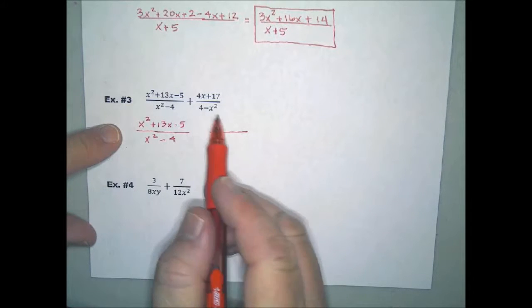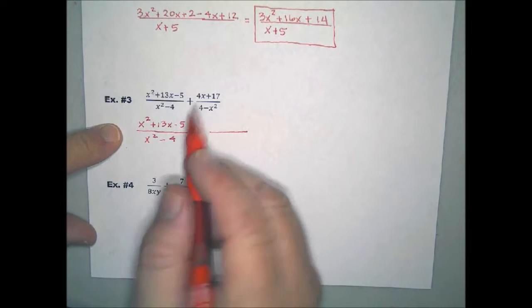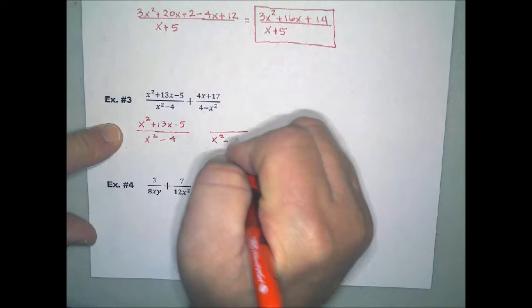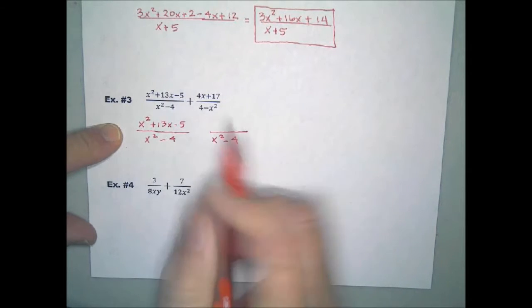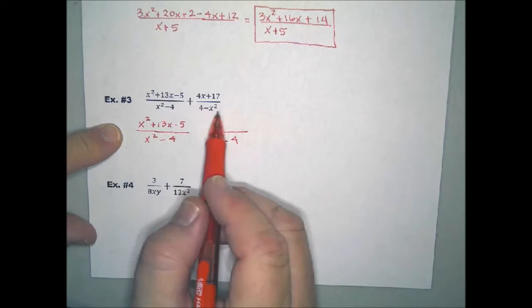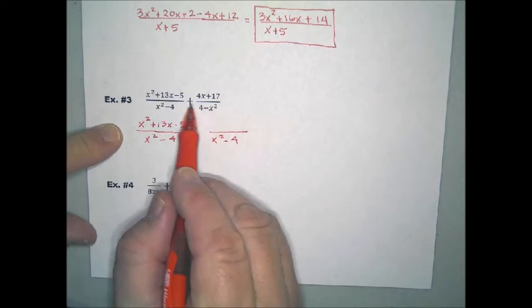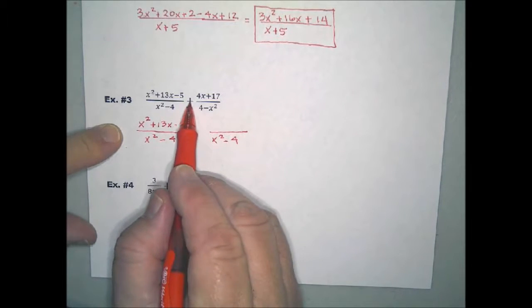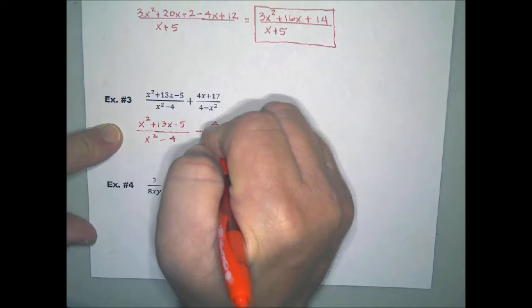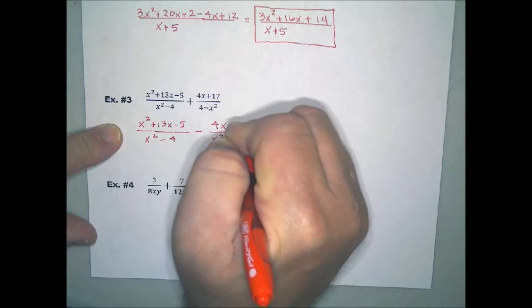Now, I'm going to turn 4 minus x squared into x squared minus 4. I'm going to turn it around. And the way we do that is multiplying by -1, which all that -1 is going to do is turn this addition problem into a subtraction problem.